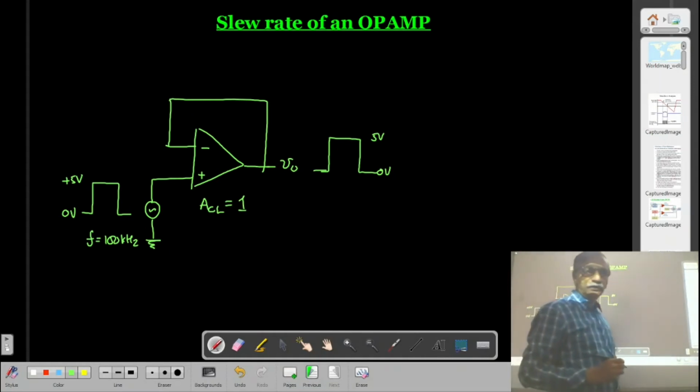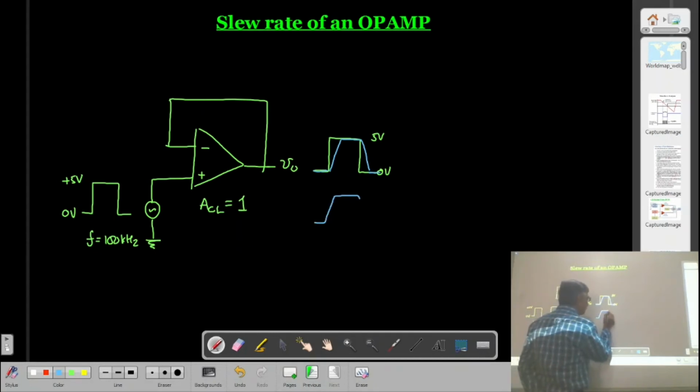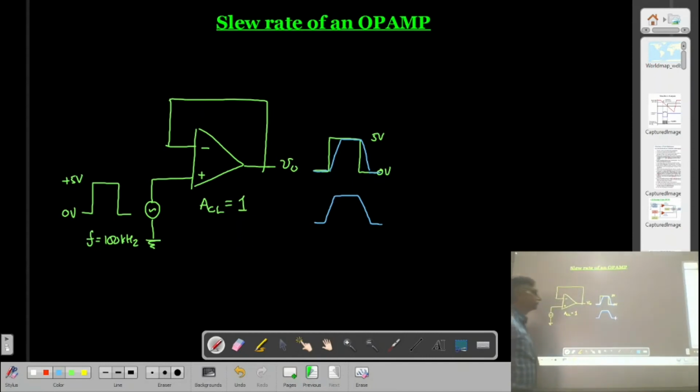But practically, if you see, the output is not a purely square wave. This output is changing in this way. Then it is constant, then it requires some time to alter from 5 volt to 0 volt. Here, this output waveform is like this. So why is this happening? Why is this operational amplifier not responding immediately to the input signal?